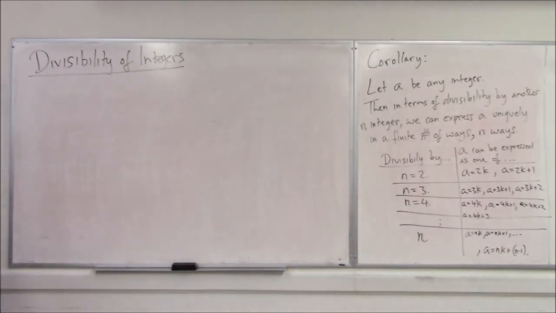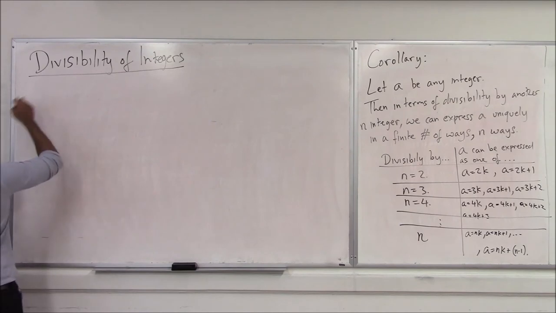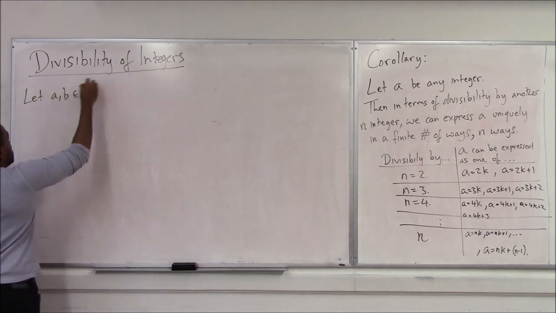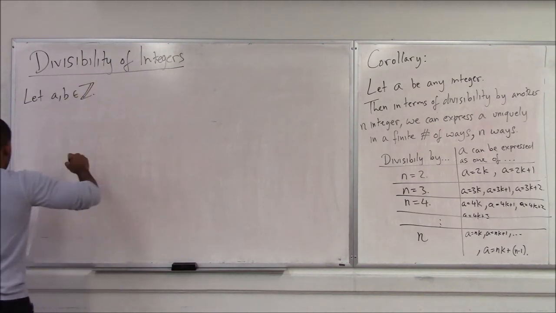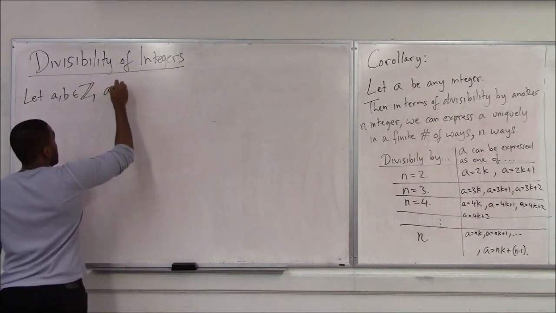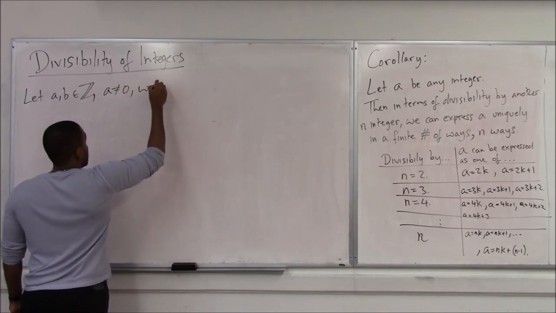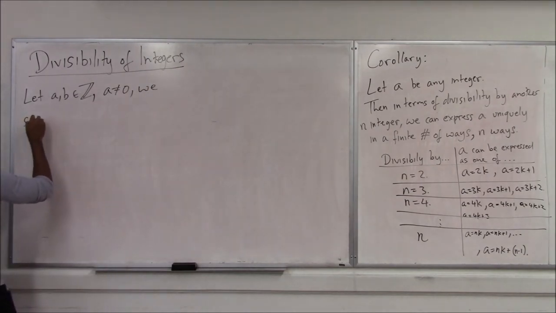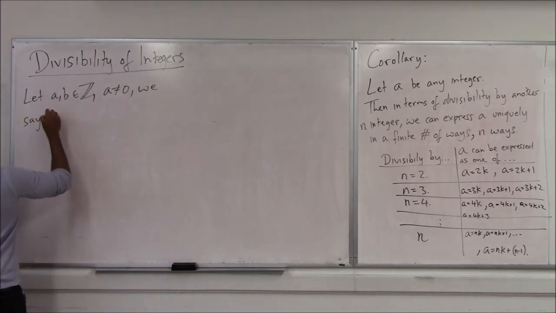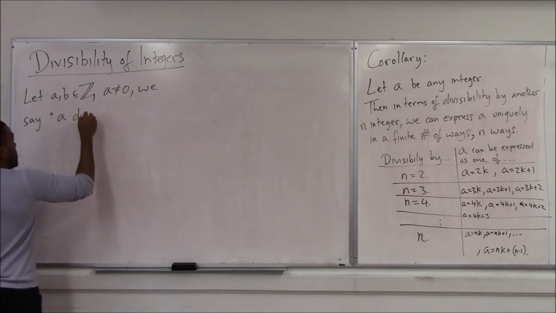So where are we at here? Okay, so it's just the definition first. That a, b are integers, a is not equal to 0, we say a divides b.